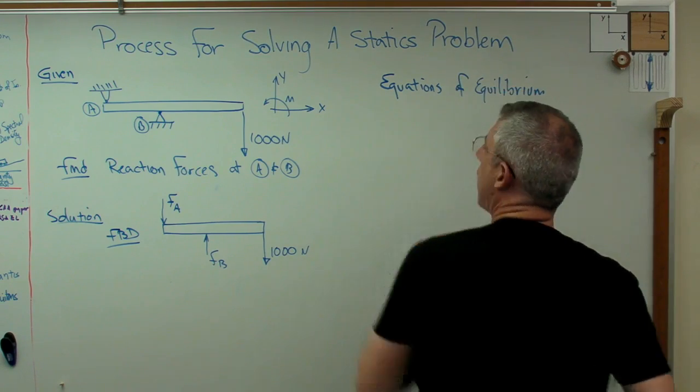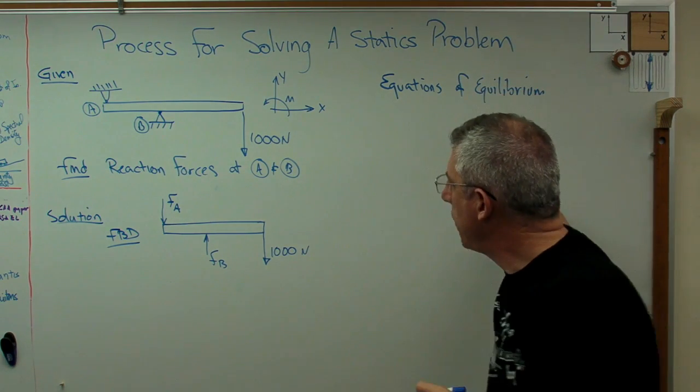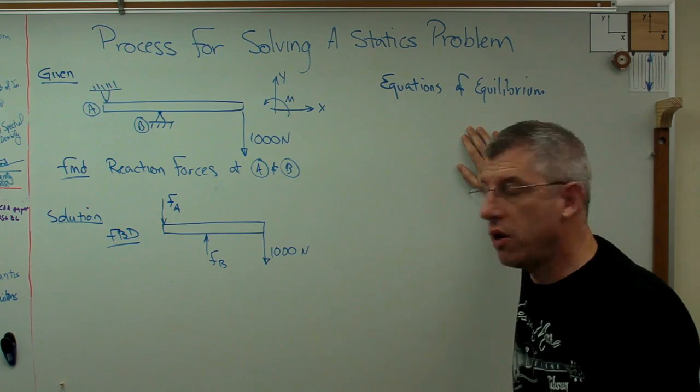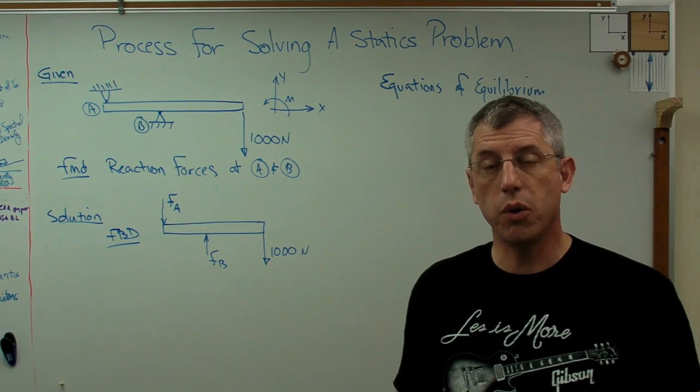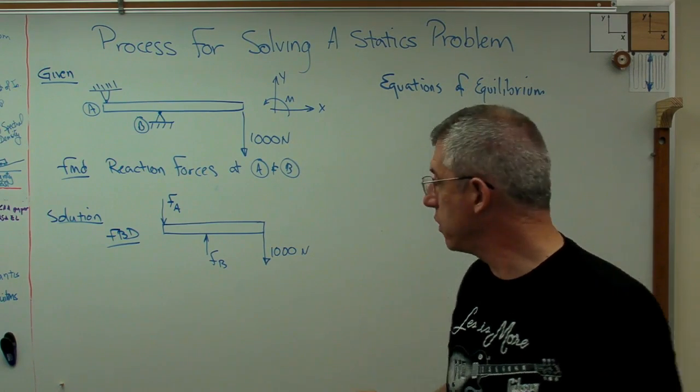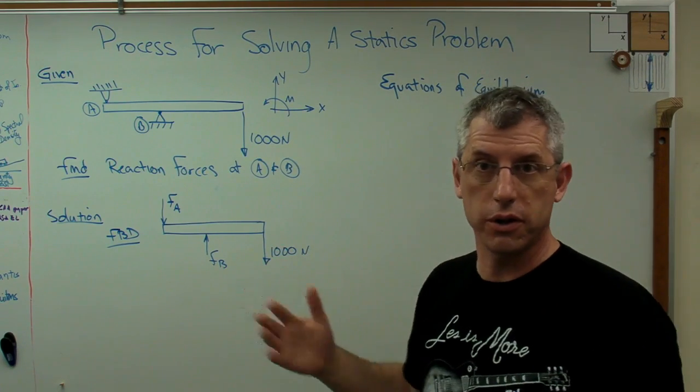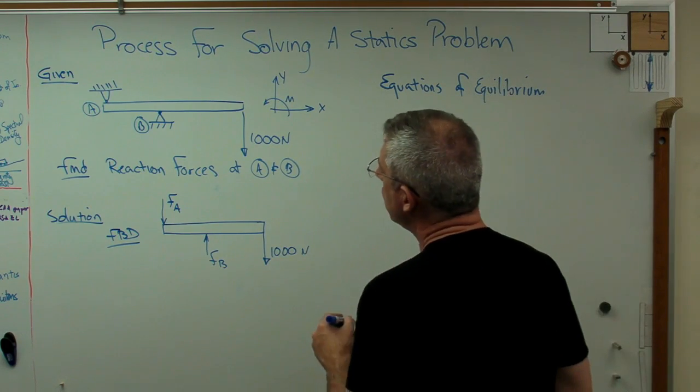I wish I had a shorter name for it, but there it is. Well, there's only two things I don't know here. I don't know FA and I don't know FB. So I've got to write down two equations. If I can write down two equations and solve them, I can find two unknowns as long as they're not the same equation.